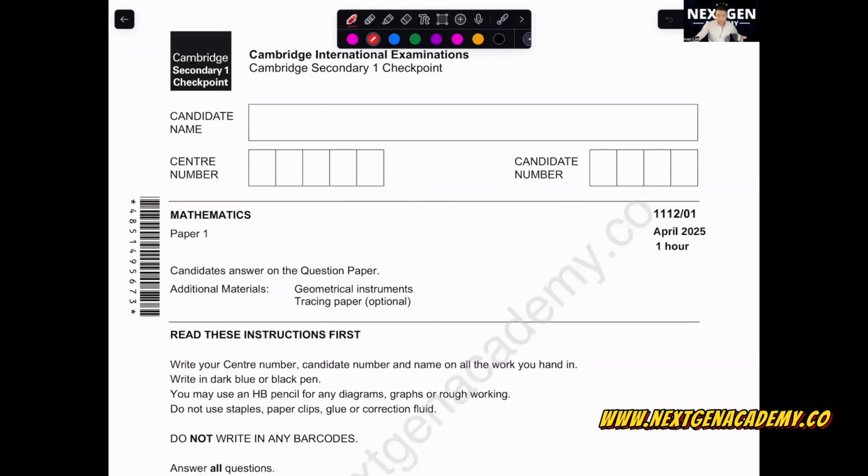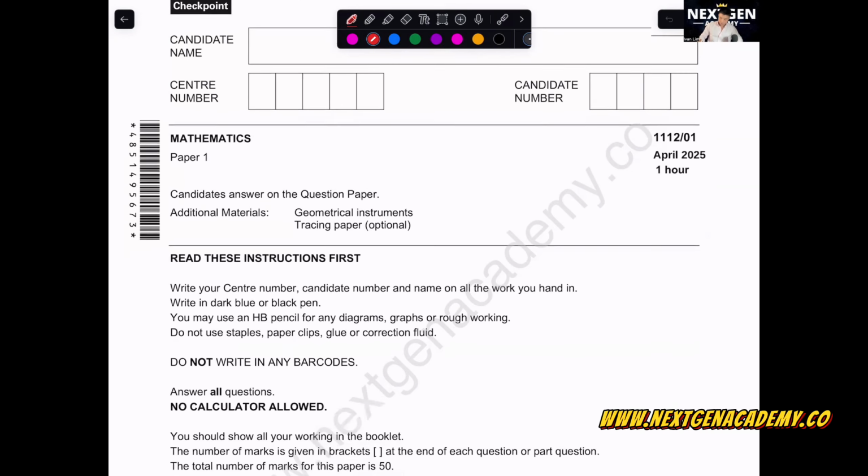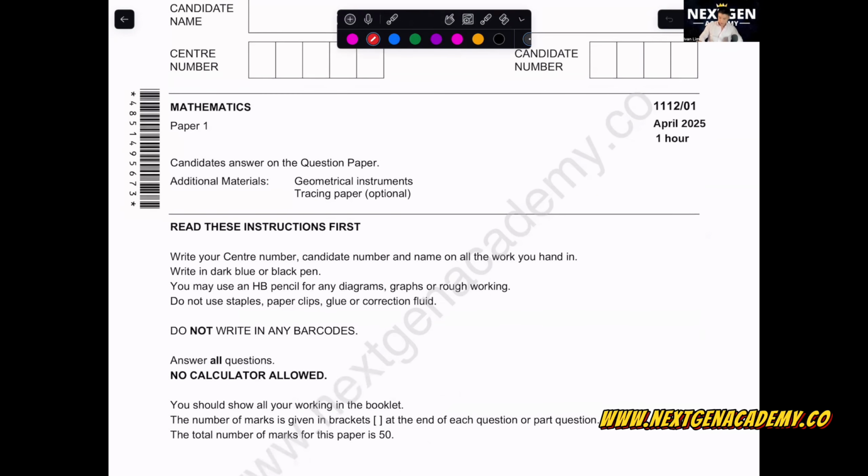Alright. Okay, welcome back my NextGen family. Today we are going to go through this paper. This is the Checkpoint Year 9, Paper 1, April 2025. This is a non-calculator paper and you only have 1 hour to complete it. It is a 50-mark question paper. I want you all to identify what topics you do not do. Let me know so that teacher can help you all through the questions also.